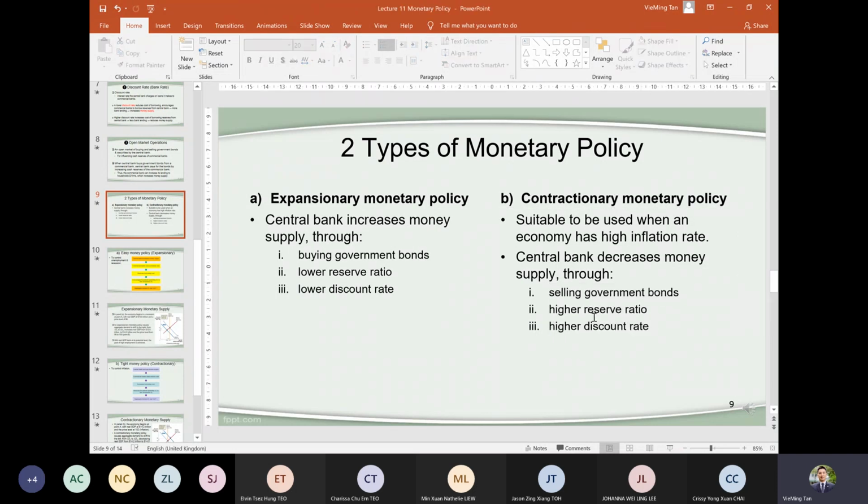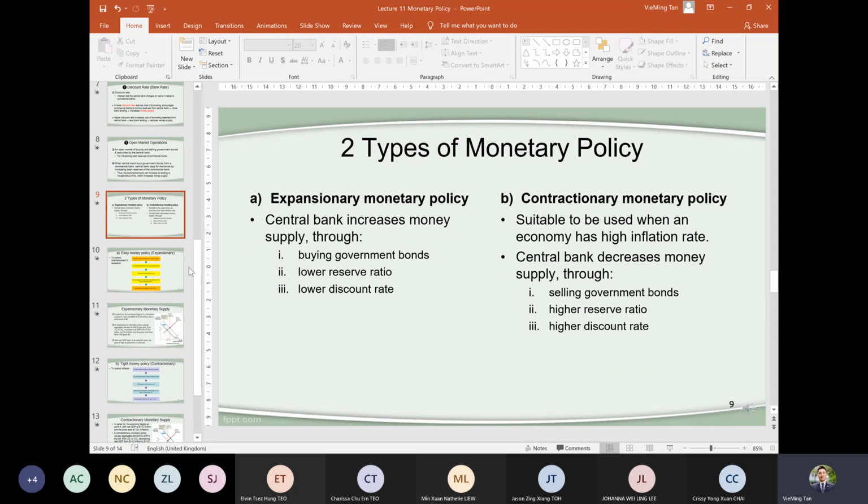How? First, selling government bonds to the commercial bank. Second, increasing the reserve ratio that has to be kept by the commercial bank. And third, increasing the discount rate that has to be charged to the commercial bank as well. These three tools have to be used at the same time in order to reduce the inflation rate. Later we will check one by one how each monetary policy influences the money supply and the aggregate demand, and lastly addresses the macroeconomic issue.